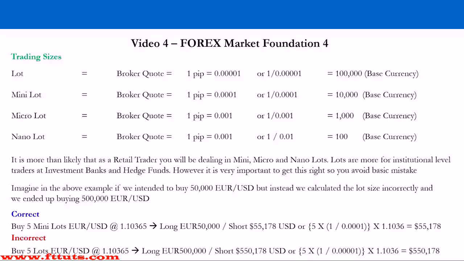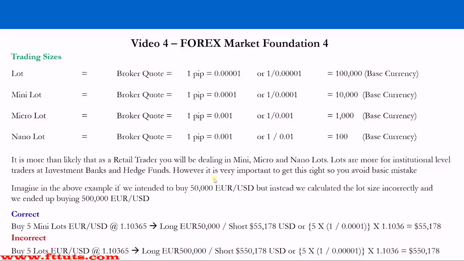Lots are in the size of 100,000 base currency, and instead of, for example, buying 10 mini lots with the intention of taking 100,000 exposure, you could end up buying the equivalent of 10 lots, so 1,000,000 exposure. So let's have a look at an example.